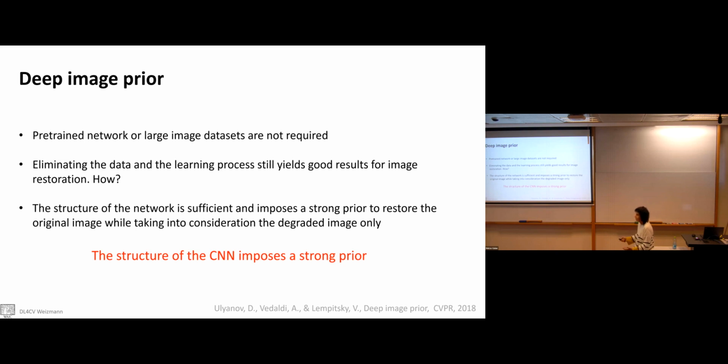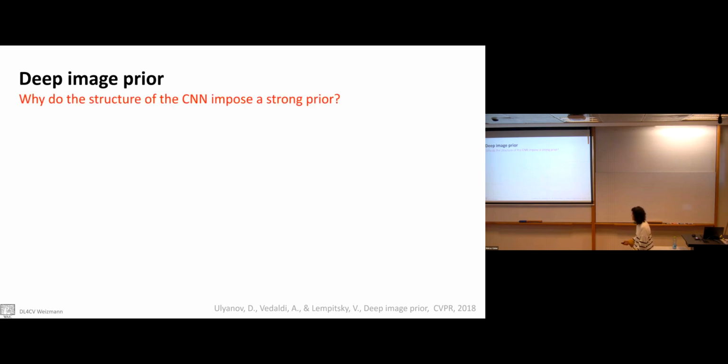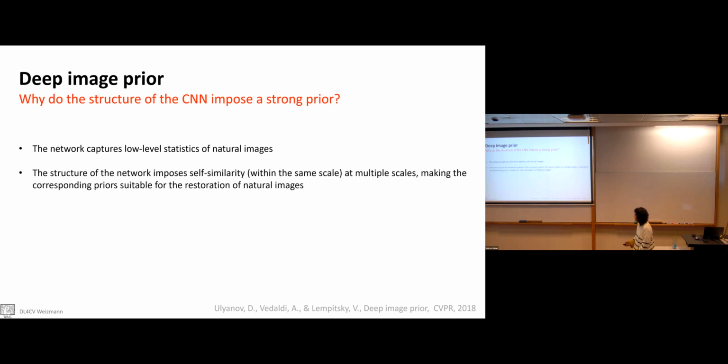And actually, the structure of the convolutional neural network imposes a strong prior. Let's ask why and try to explain. So why does the structure of the CNN impose a strong prior? Actually, the network captures low-level statistics of natural images. That's the idea. The structure of the network imposes self-similarity within the same scale and at multiple scales, making the corresponding prior suitable for the restoration of natural images.